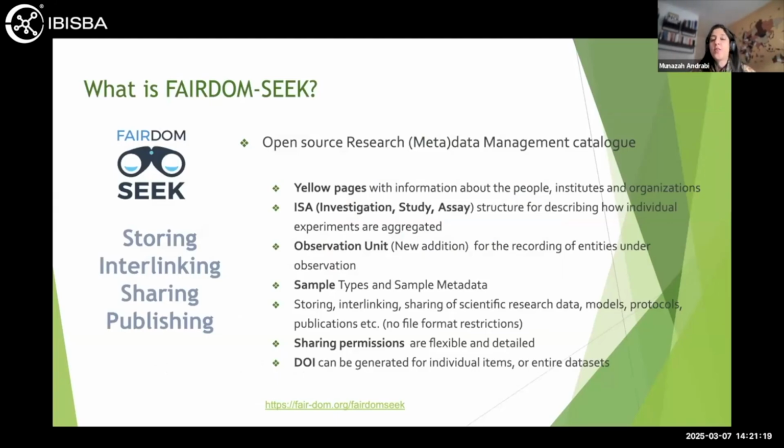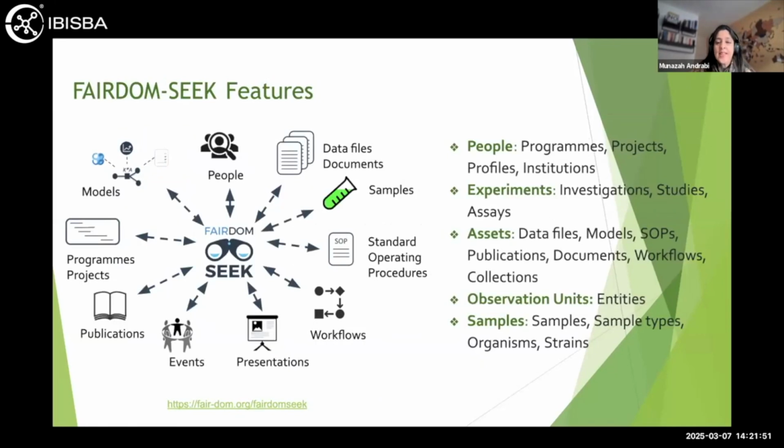So what is FAIRDOM-SEEK? It is an open source research data and metadata management catalog, and it has all these ways for you to store your data, save your experiment, and get information about your experiment. You have yellow pages, which give information about the people and institutes involved. Experiments are organized in the ISA structure, where you can save and store your metadata about your samples. You have flexible sharing permissions, and so on. These are some very key features of FAIRDOM-SEEK. You can have data files of any type, samples, publications, and workflows. The whole point is that you have all the information about your project and your experiment on this data management or asset management catalog, which then becomes very easy for you to share with other people.